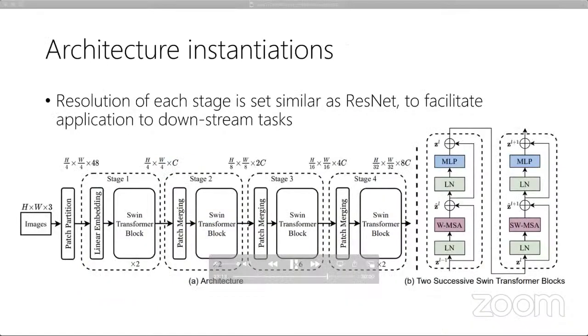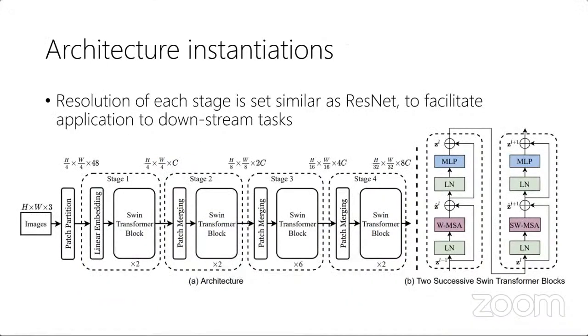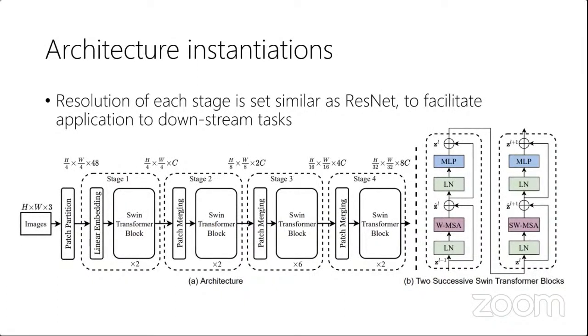Based on these good priors for computer vision, we design the architecture of Swin transformer as shown in this figure. It basically follows ResNet to have 4 stages, with each stage the same resolution as that of ResNet, to facilitate application to downstream tasks. In each stage, there are repeating Swin blocks, with each block the same as that of transformer architecture, but with attention computation limited within each shifted window.